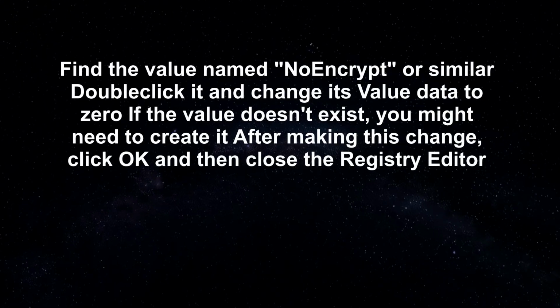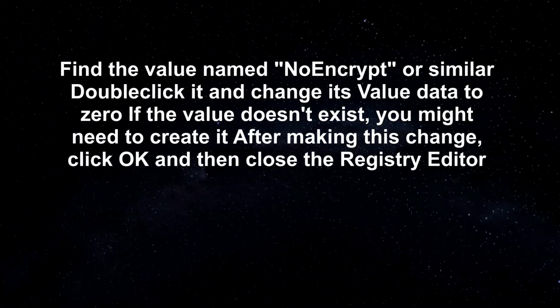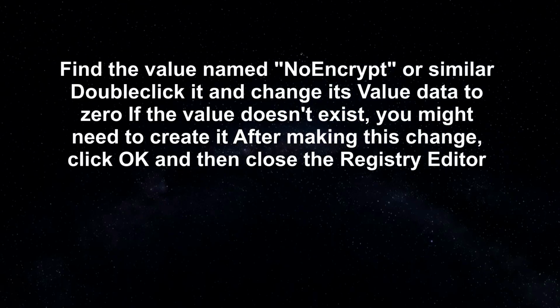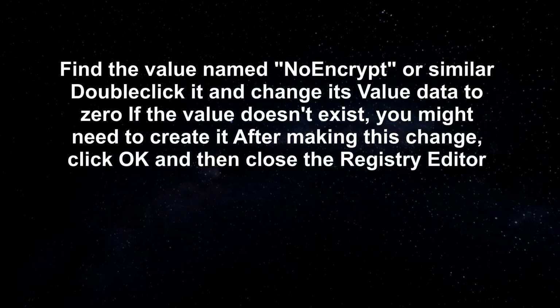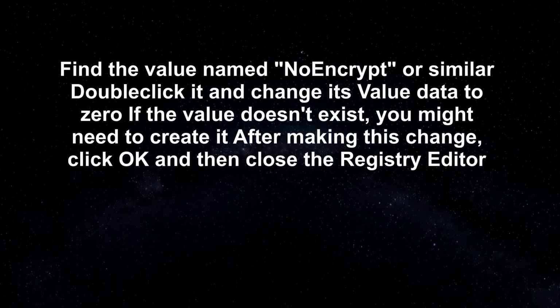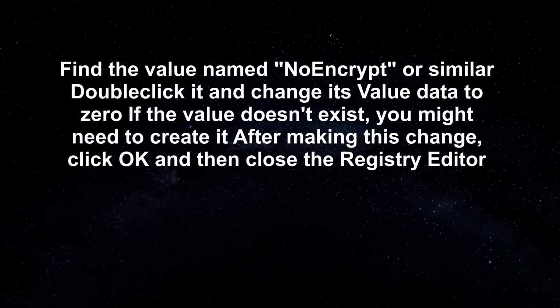Find the value named NoEncrypt or similar. Double-click it and change its value data to 0. If the value doesn't exist, you might need to create it. After making this change, click OK and then close the registry editor.